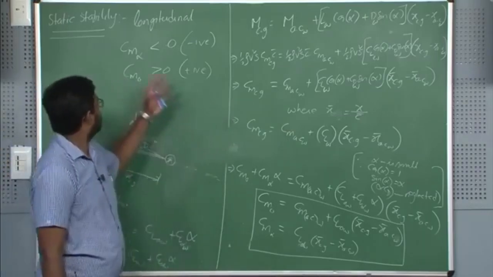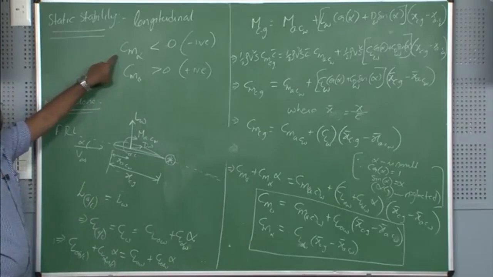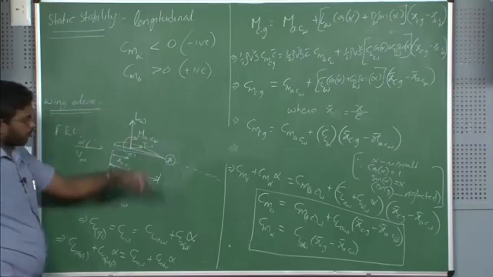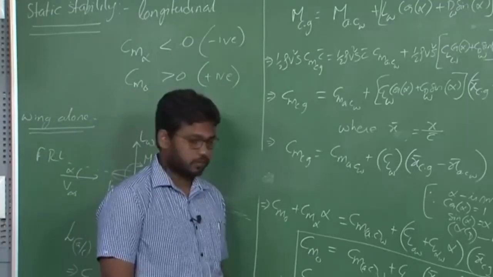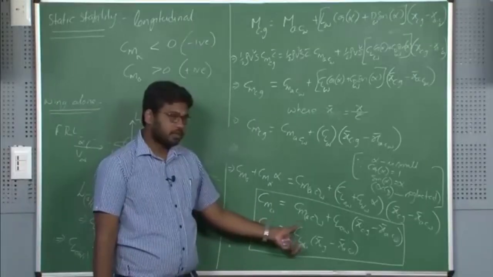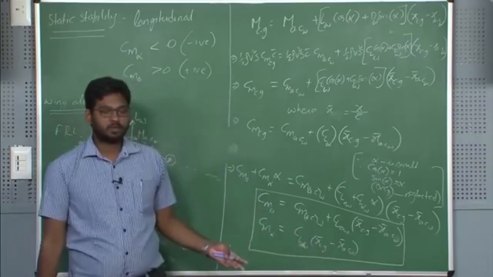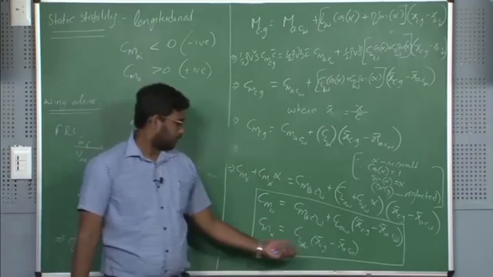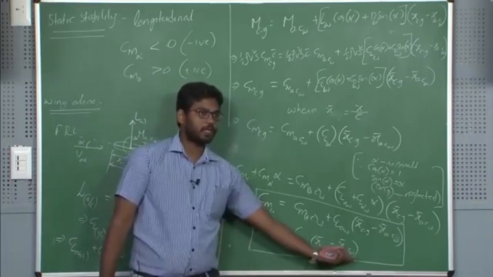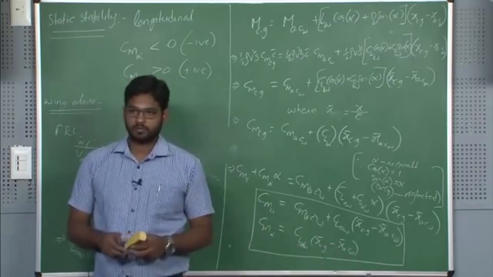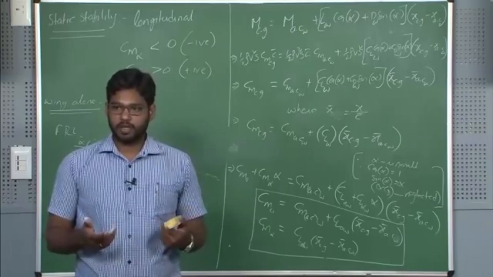Now for a statically stable system, we witness that Cm alpha has to be less than 0 and Cm naught should be greater than 0. First let us look at the necessary condition, right? Cm alpha has to be less than 0, right? So for this to be less than 0, CL alpha is always positive, right? This difference between the aerodynamic center and the CG should be negative, right? That means the CG should be ahead of the aerodynamic center, right? Even in the first video we witnessed the flight of a flying wing.